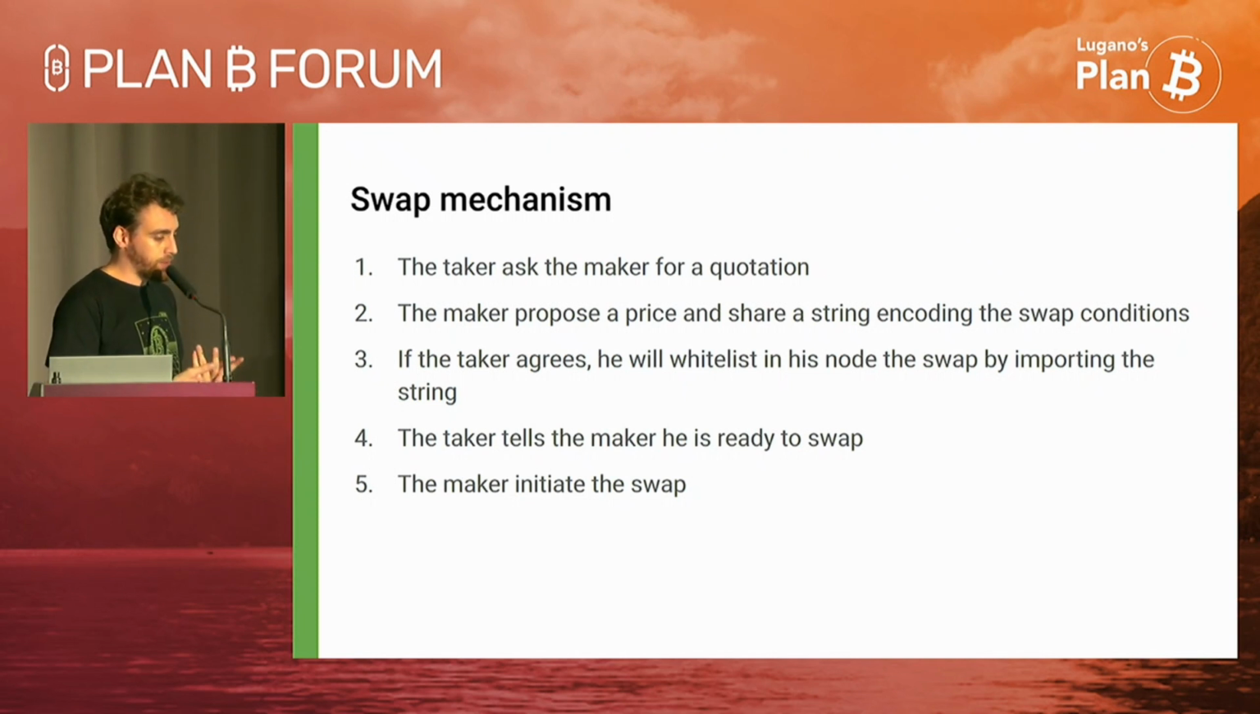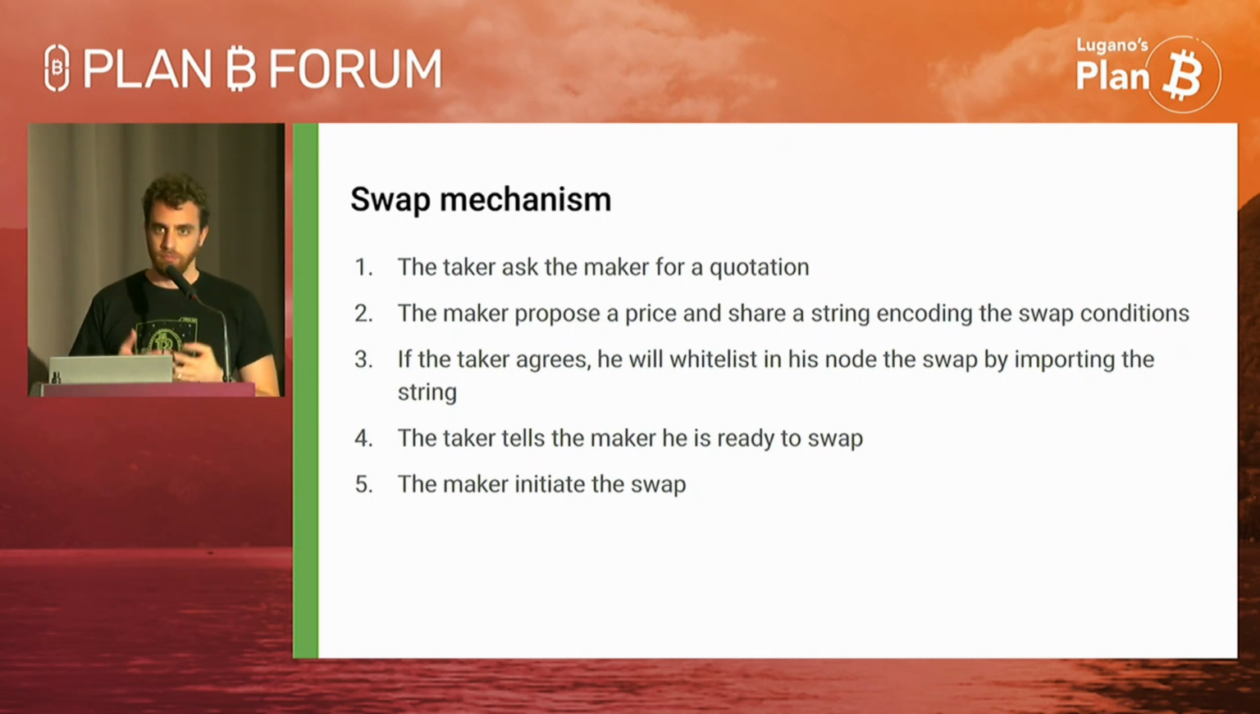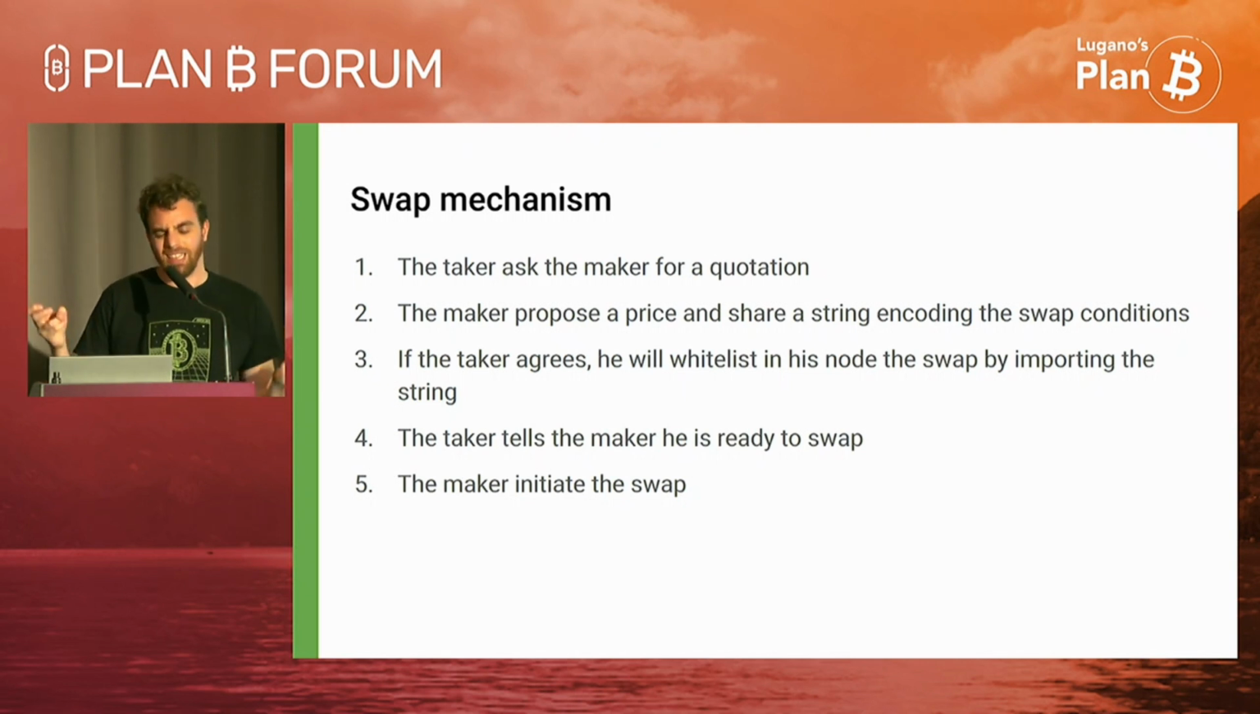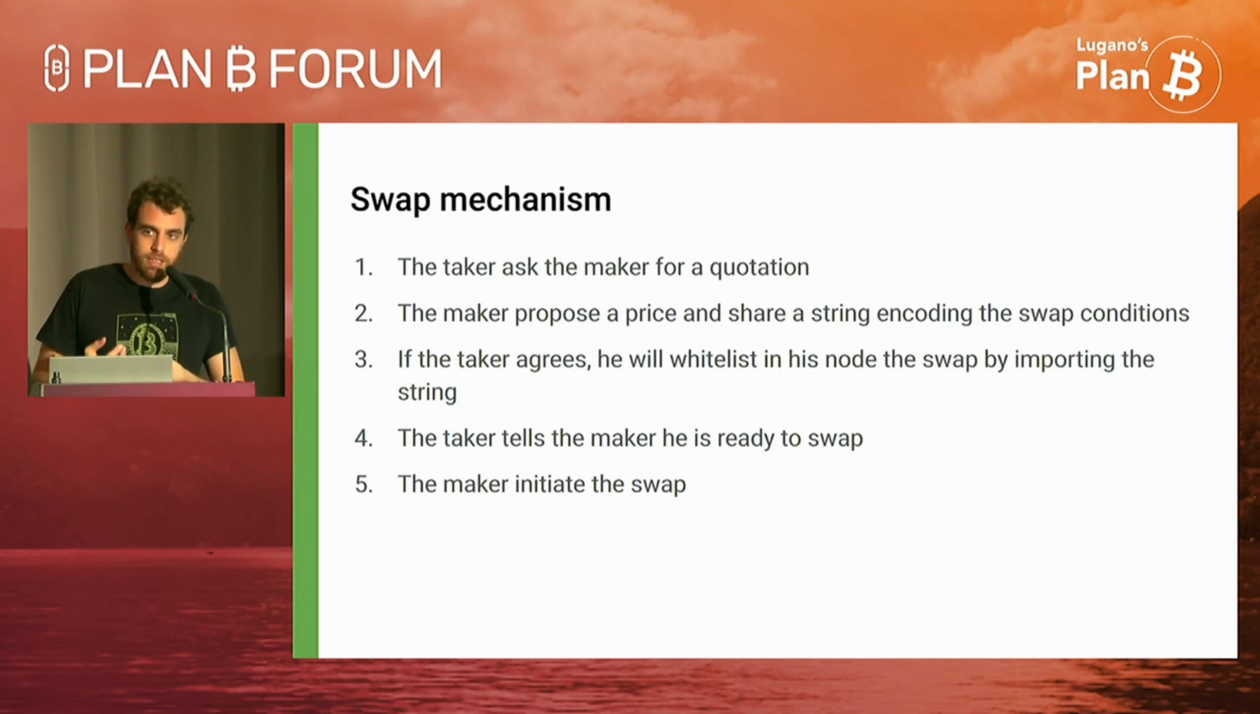The maker proposes a price and shares a string that encodes all the swapping conditions. The string says the asset ID that we are exchanging, how many assets you're receiving, how many satoshis you're paying, and what the expiration date is. So, basic information about the swap. If the taker agrees and likes it, he will take this string, import it in his own Lightning node, and add it as whitelisted. It will whitelist the trade that is being proposed. So with this whitelisting, why do we need it?